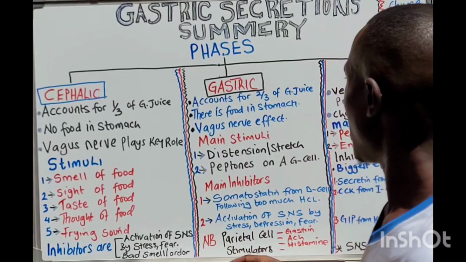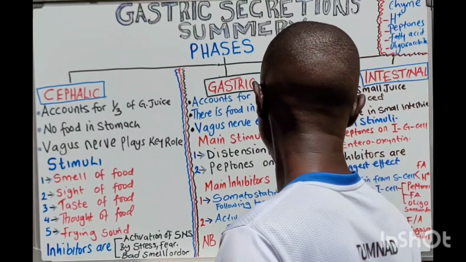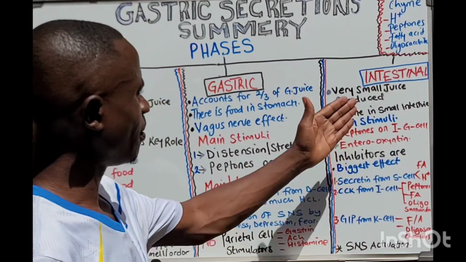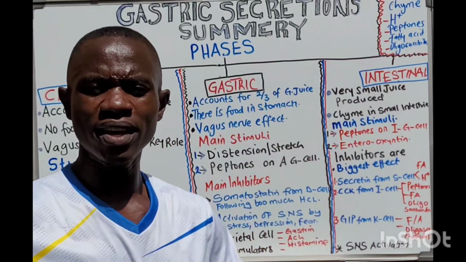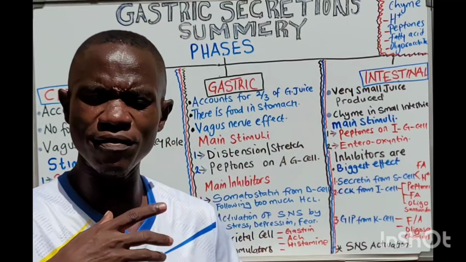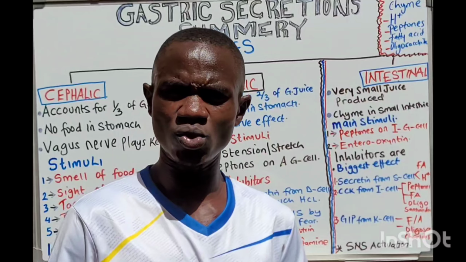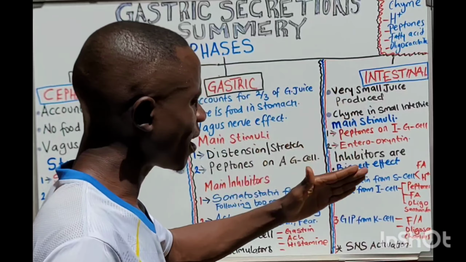Okay, so now having seen the cephalic phase and the gastric phase, let's go ahead and look at the intestinal phase of gastric secretions. The key most important thing with the intestinal phase is that the gastric juice produced during this phase is going to be very small. It doesn't account for a significant amount of the gastric juice. Okay, now what is going to be significant for this phase?